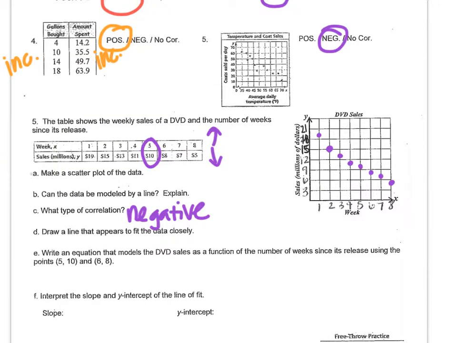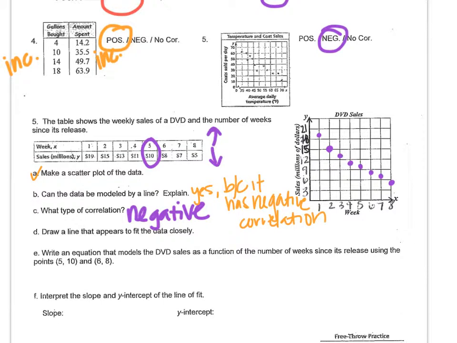So we did part A. Now we're on to part B. Can the data be modeled by a line? Which doesn't mean that it's perfectly linear, because these points are not a perfect line. They're kind of close, but not really. But it can be modeled by a line because it has negative correlation. So yes, because it has negative correlation.